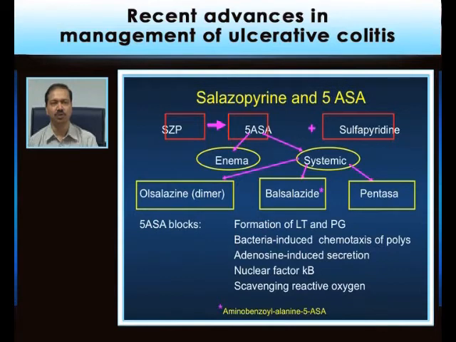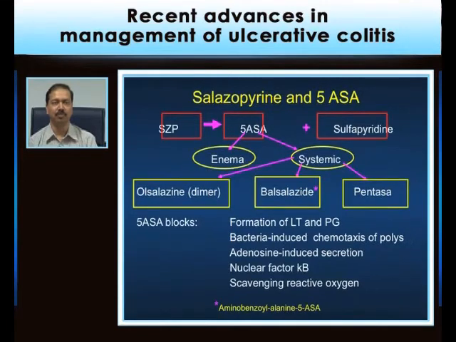5-ASA can be delivered into the colon using an enema, or it can be delivered orally in the form of olsalazine, which is a dimer of 5-ASA, balsalazide, which is a combination of 5-ASA with aminobenzoyl alanine, or Pentasa, which is a drug protected from destruction by gastric acid by a particular formulation. So how does 5-ASA work? It works by altering the formation of leukotriene and prostaglandin. It reduces bacteria-induced chemotaxis of polymorphs and adenosine-induced secretion. It inhibits nuclear factor kappa B, and it causes scavenging of reactive oxygen metabolites.